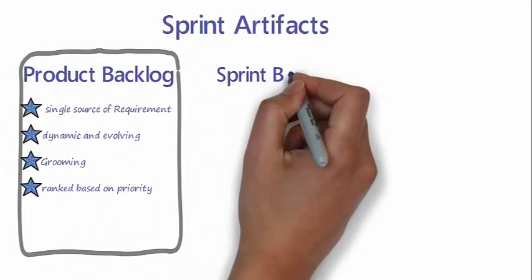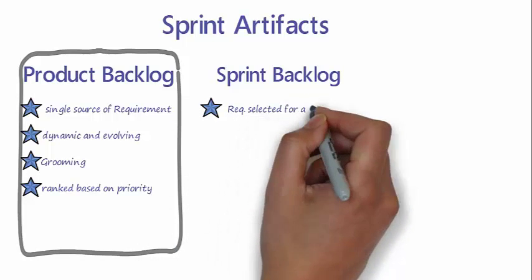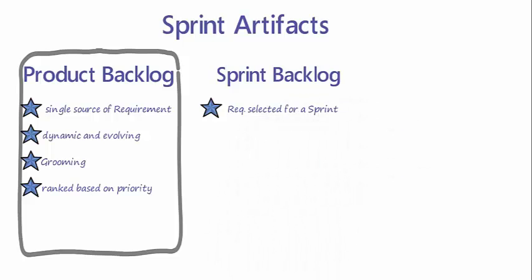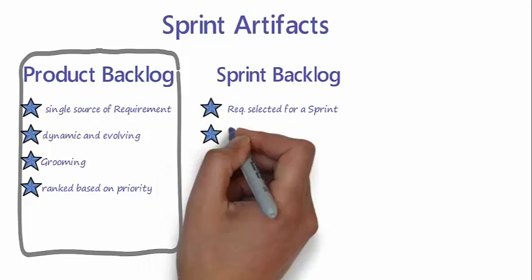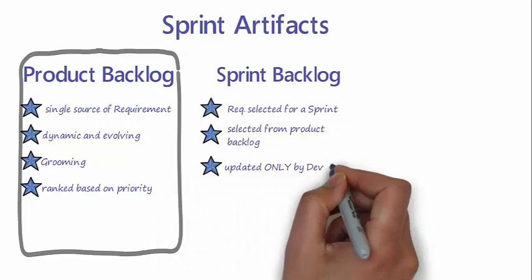The next artifact in the Scrum process is the sprint backlog. It is a set of items selected from the product backlog for a specific sprint. Based on the sprint backlog, a plan is made by the development team on how to achieve the sprint goal. It can be updated only by the development team.